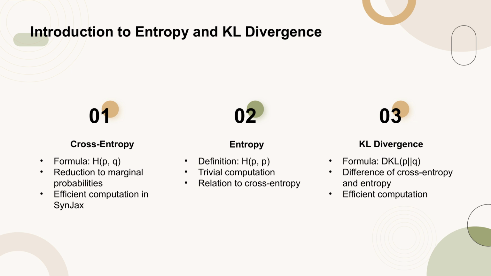Entropy H(P) is simply the cross-entropy of a distribution with itself, making its computation straightforward. The KL divergence D_KL(P, Q) is defined as the difference between the cross-entropy H(P, Q) and the entropy H(P), and it can also be computed efficiently.